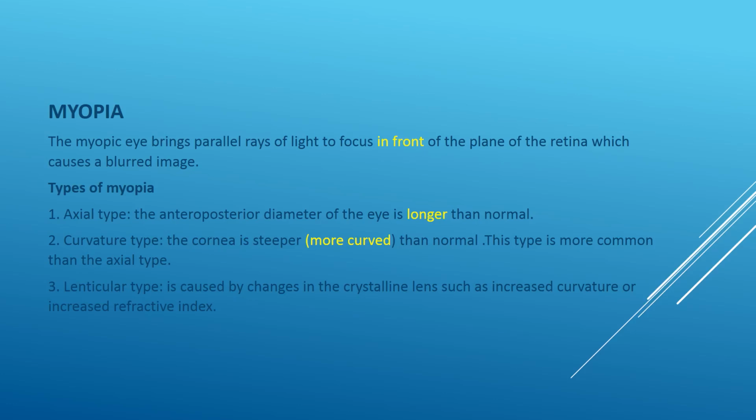The antero-posterior diameter of the eye is longer than normal in this type. Number 2, curvature type, in which the cornea is steeper, which means more curved, than normal. This type is more common than the axial type. Number 3, lenticular type, is caused by changes in the crystalline lens, such as increased curvature or increased refractive index.